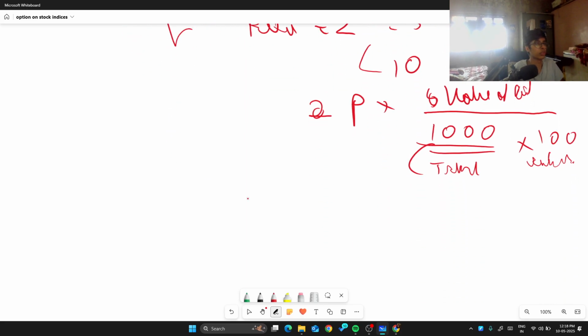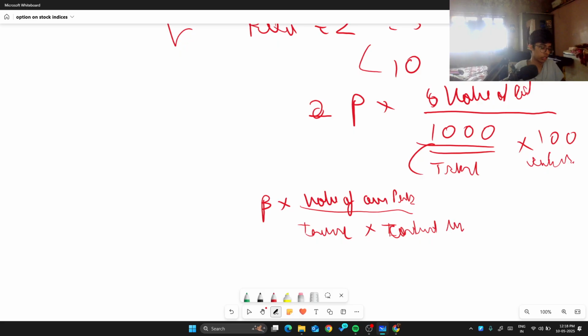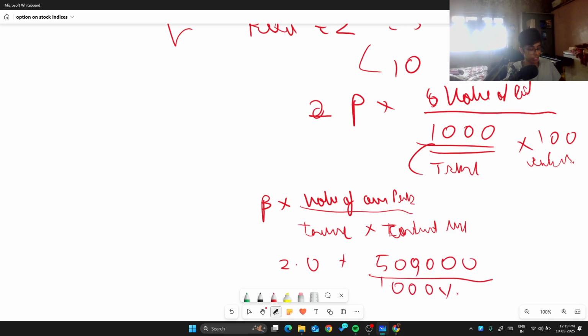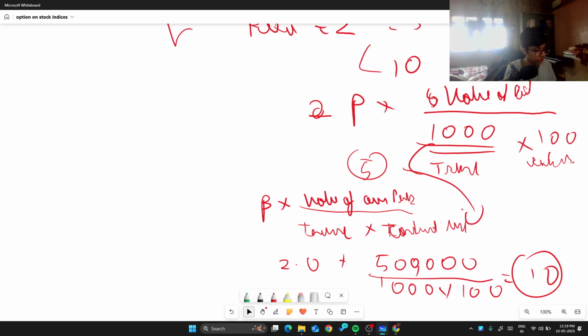So the number of contracts would be beta times the value of our portfolio, divided by the index times the contract size. In this way, if the value of our portfolio is this much, and the index is at 100, that gives us 10 contracts. So instead of 5, we would buy 10 contracts, and that's how simple it is.